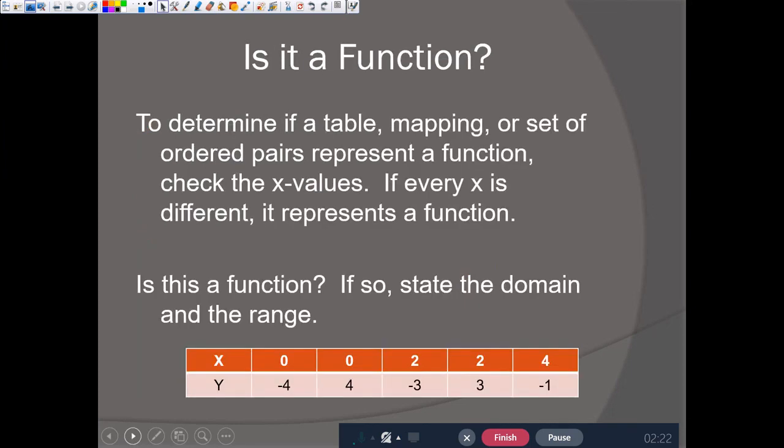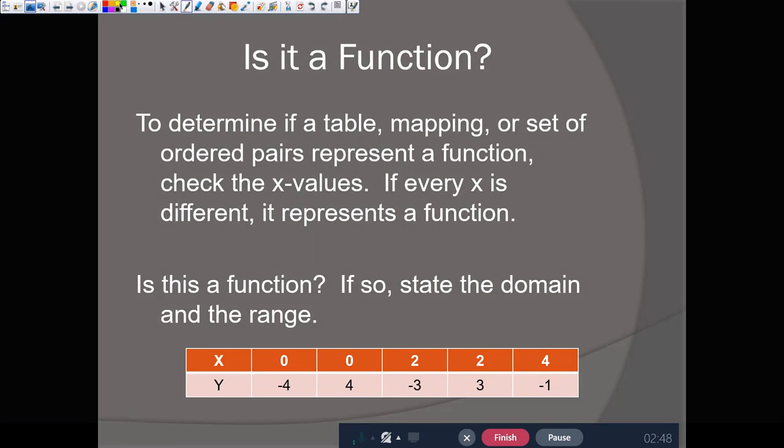So, is it a function? To determine if a table, mapping, or a set of ordered pairs represents a function, check the x value. If every x is different, it represents a function. So, is this a function? If so, state the domain and range. So we're going to look at our x values. Is every single x value different here? No. So this is not going to be a function.